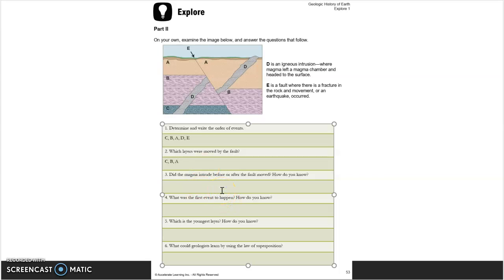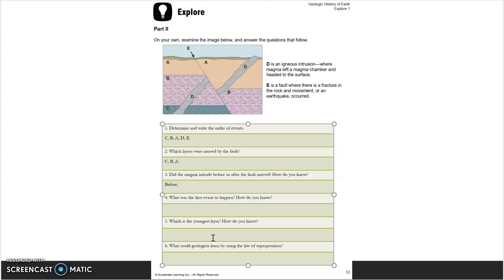And then, did the magma intrusion happen before or after the fault? And the answer to that is, it happened before. We know that it happened before the fault because the fault is what would have broken the intrusion, okay? If the intrusion had happened after the fault was created, then you would see that solid magma chamber from the bottom of the image all the way through to the surface. Okay, so that intrusion happened before the fault.